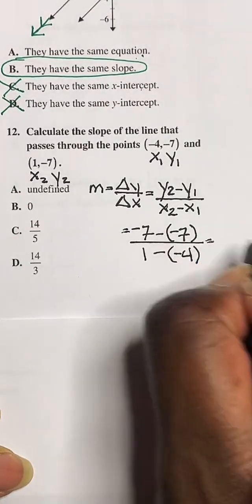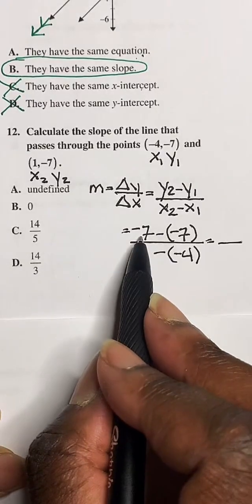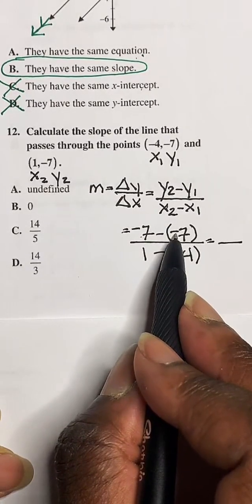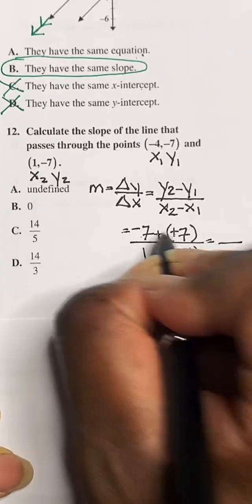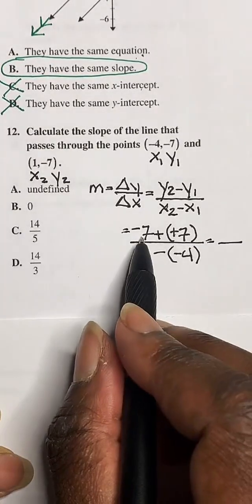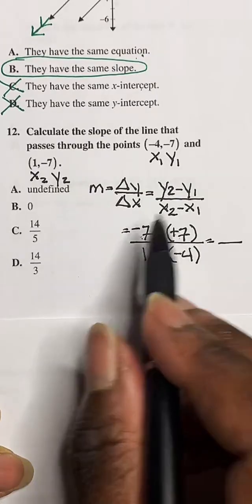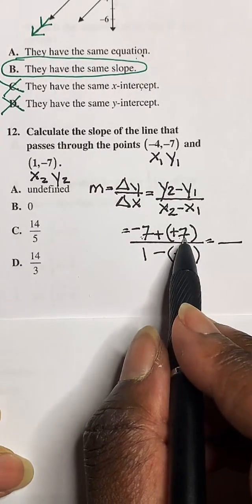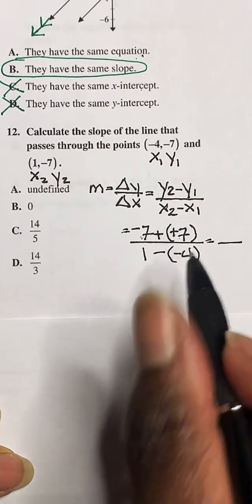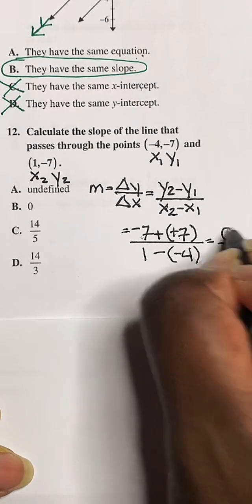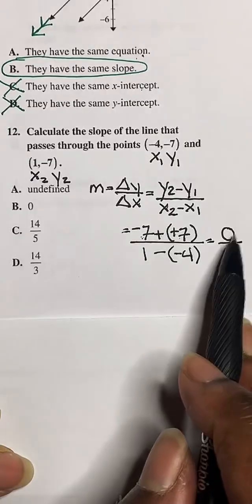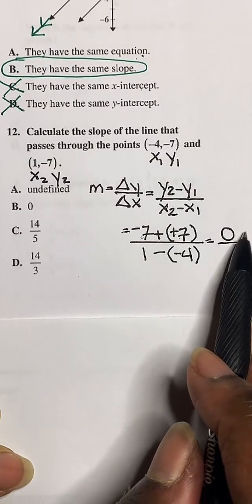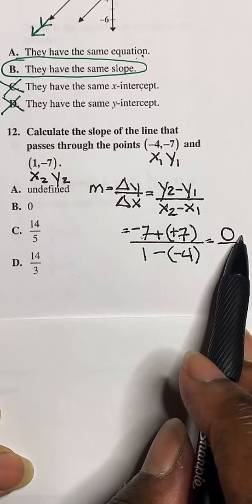So let's do the math. So you have a negative 7 minus a negative 7. When you minus a negative, that turns positive. So you have a negative 7 plus positive 7. You had $7, okay? Or you owe me $7, you pay me $7. Guess what? You don't owe me anything. That gives me a 0. Good. All right? So right away, when I see a 0 in the numerator, that's telling me I'm probably going to have a 0 slope.